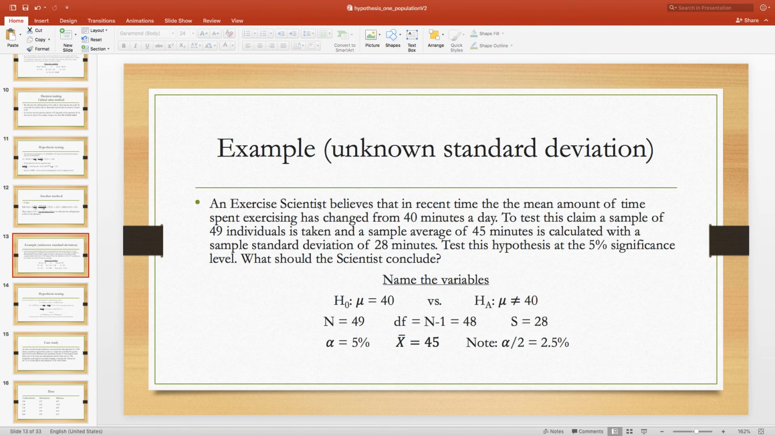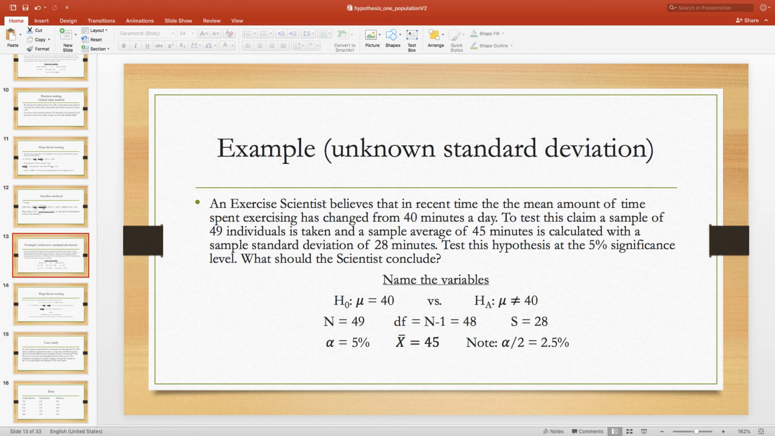Okay, let's do another example. So here we have an exercise scientist, and this scientist believes that in recent time, the mean amount of time spent exercising has changed from 40 minutes a day. To test this claim, a sample of 49 individuals is taken, and a sample average of 45 minutes is calculated, with a sample standard deviation of 28 minutes. We're going to test this hypothesis at the 5% significance level.